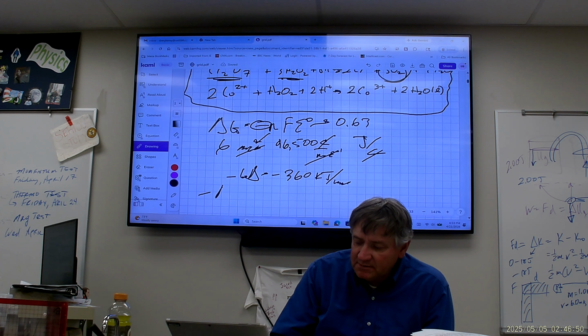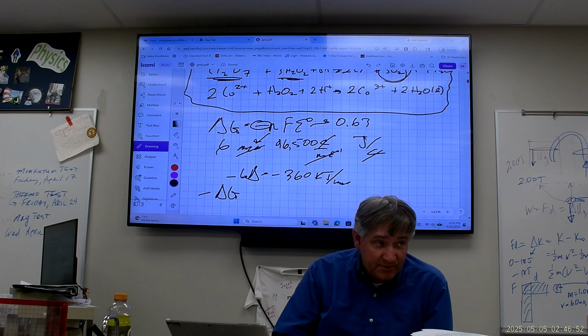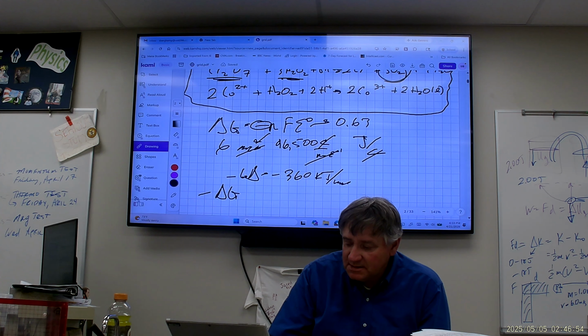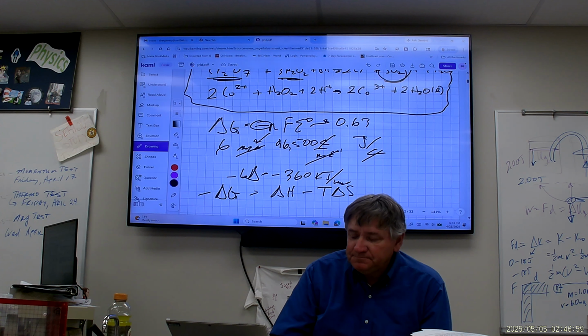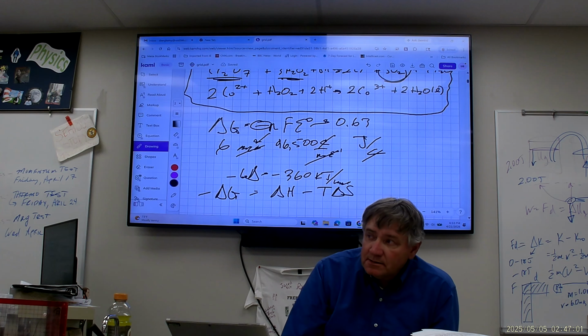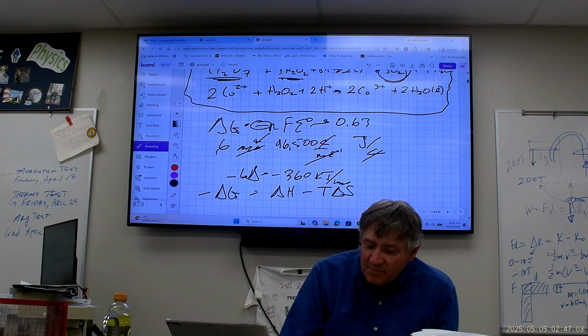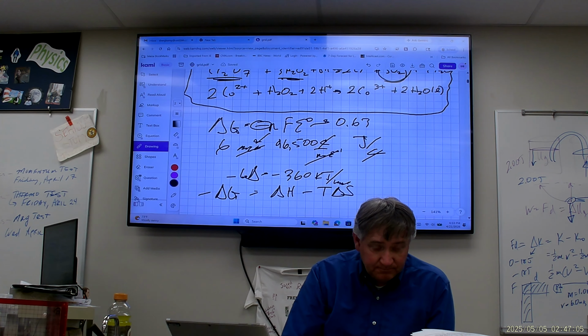We have a negative delta G, which we just calculated. So the reaction is spontaneous. Now, that's going to equal delta H minus T delta S. Look at that reaction that we're going to deal with. Based upon the reaction that you see, just a simple observation, what do you think the sign of delta S is going to be? It's going to be positive. Why? We're making a mess.